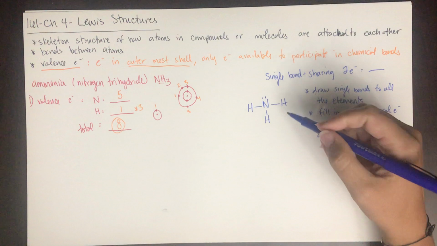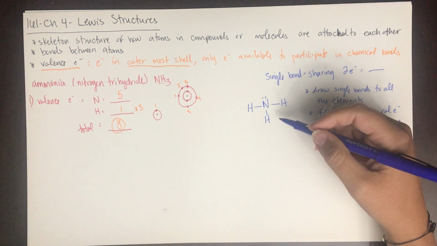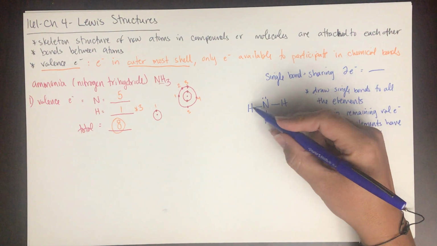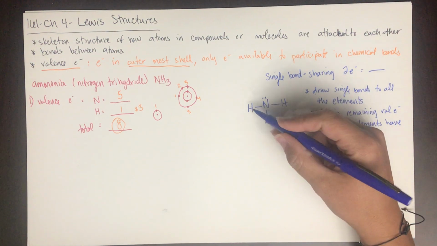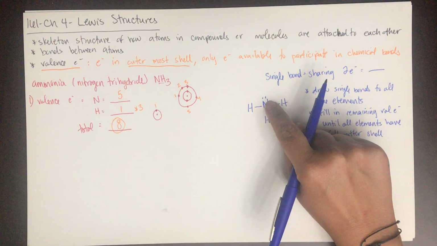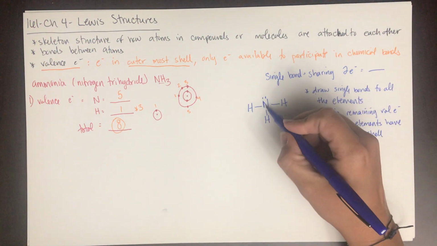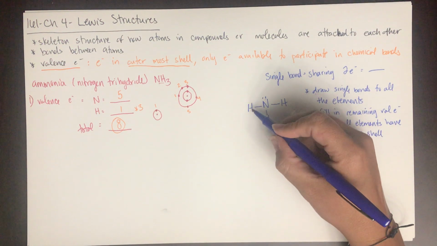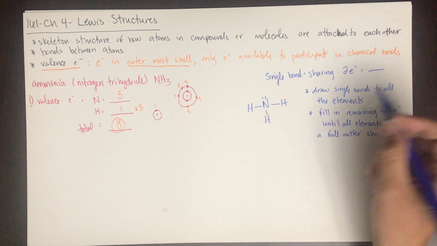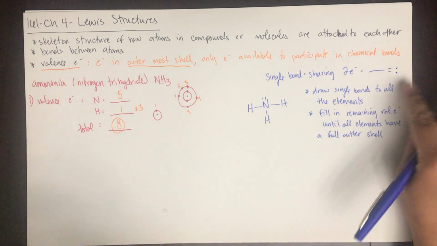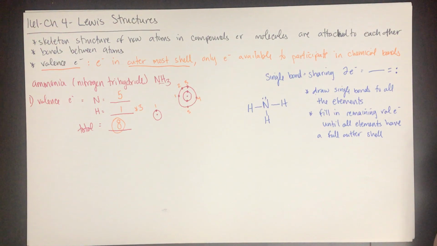So this is the correct Lewis structure for ammonia, where we have nitrogen singly bonded to these 3 hydrogens, and then the remaining 2 valence electrons go back on the nitrogen. So nitrogen has 2, 4, 6, 8 electrons around it, and hydrogen has 2. So each of these single bonds equals a shared pair of electrons.